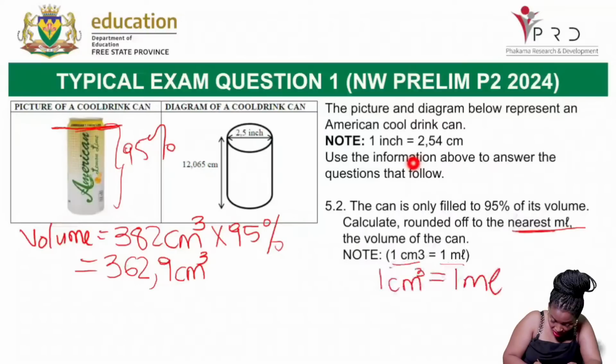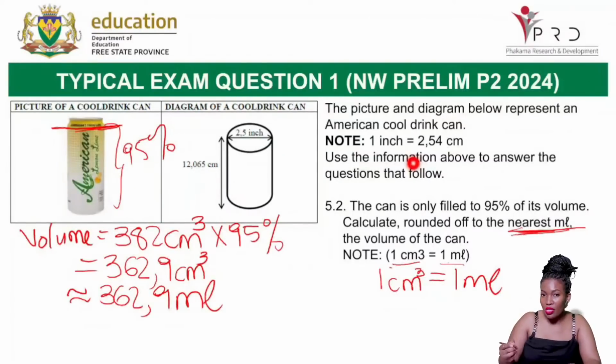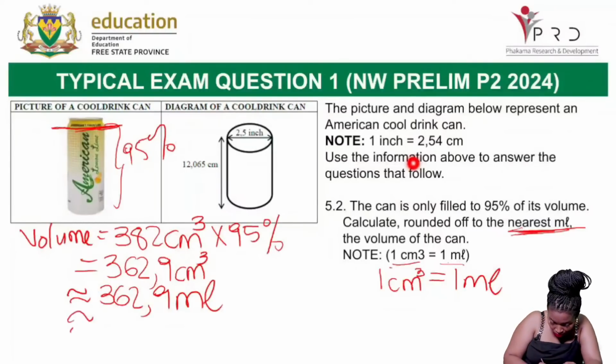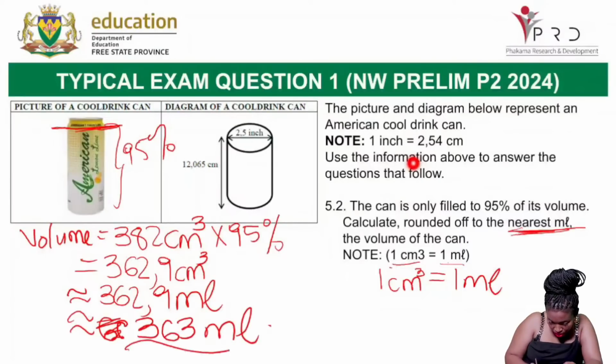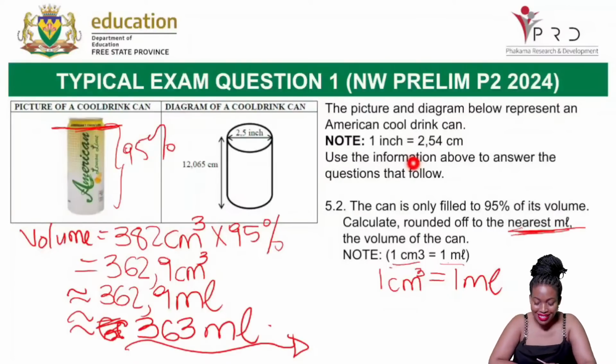So here we've got 362.9 milliliters. But because it is the nearest milliliter, when you see the word nearest, you know that the answer must be a whole number. So we round this off to a whole number. The answer would be 363 milliliters. So this is the answer that you will get.